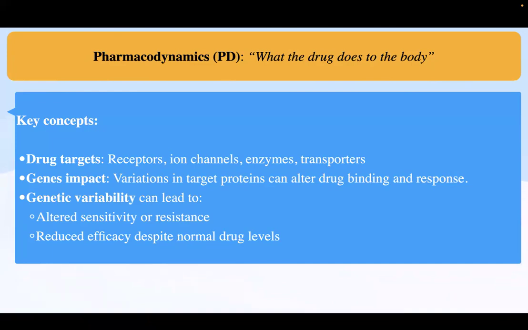What is the gene impact? Variation in these target proteins can alter the drug binding and response. Genetic variability can lead to altered sensitivity or resistance, reducing efficacy despite normal drug levels. So this is how PK and PD concepts have effect. I think we have learned this before, we have discussed it already. Now we are only connecting the dots. Whatever we have understood, these are the concepts.